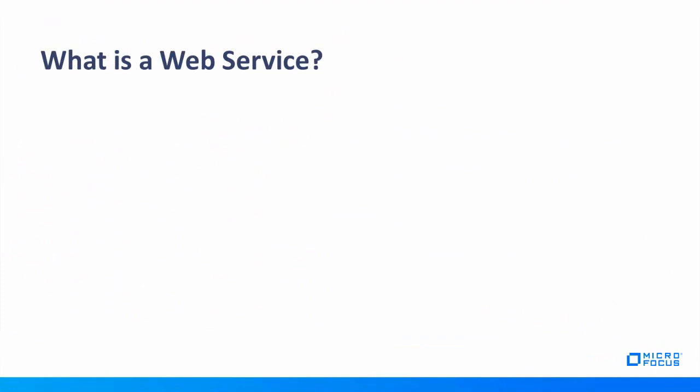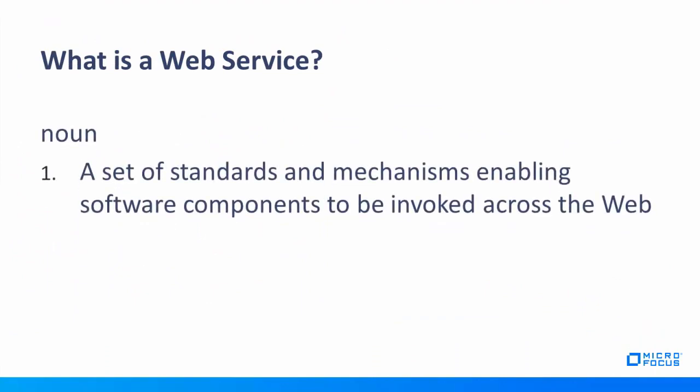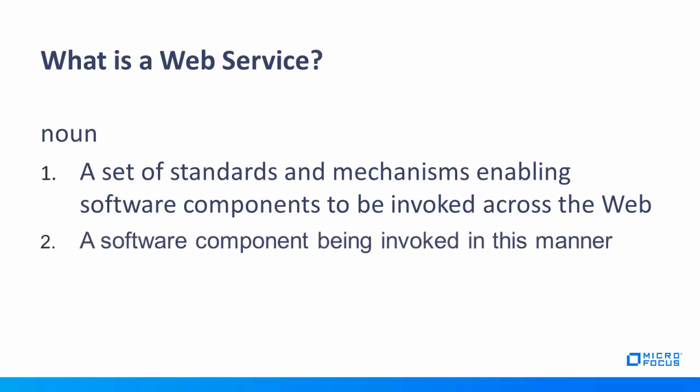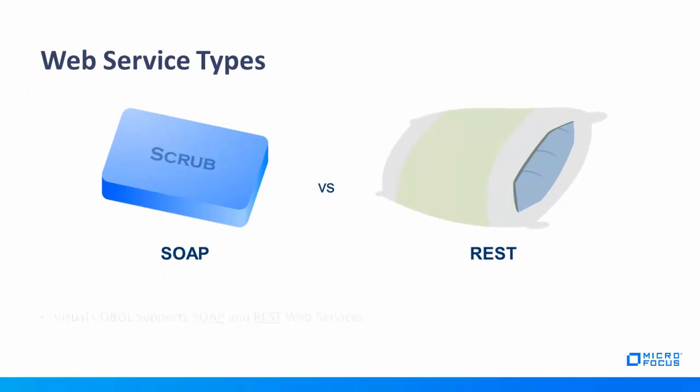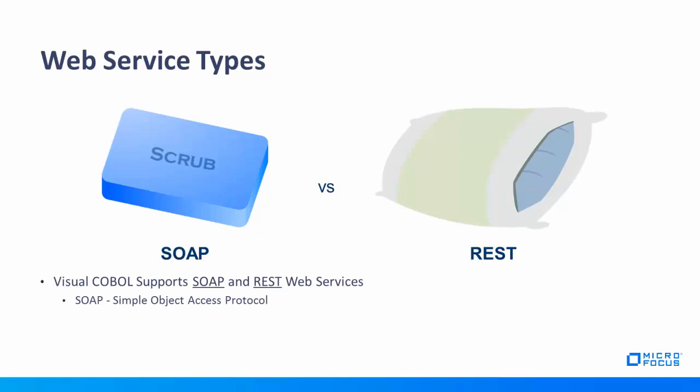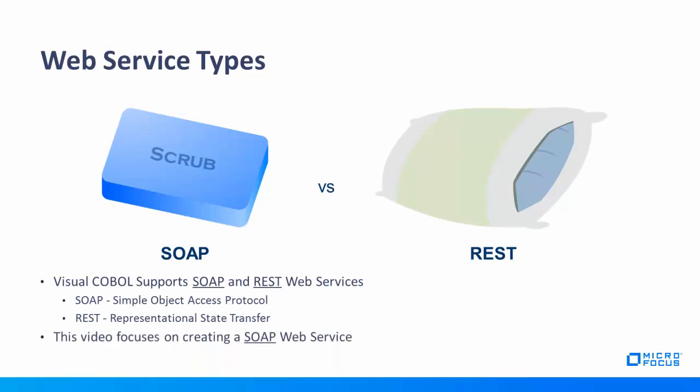One way the term web service is used is to refer to the set of standards and mechanisms enabling software components to be invoked across the web. The term is also used to describe one of the software components being invoked in this manner. Visual COBOL supports the creation of two different types of web services: SOAP, which stands for Simple Object Access Protocol, and REST, which stands for Representational State Transfer. In this video, we'll focus on creating a SOAP web service in Visual COBOL for Eclipse.